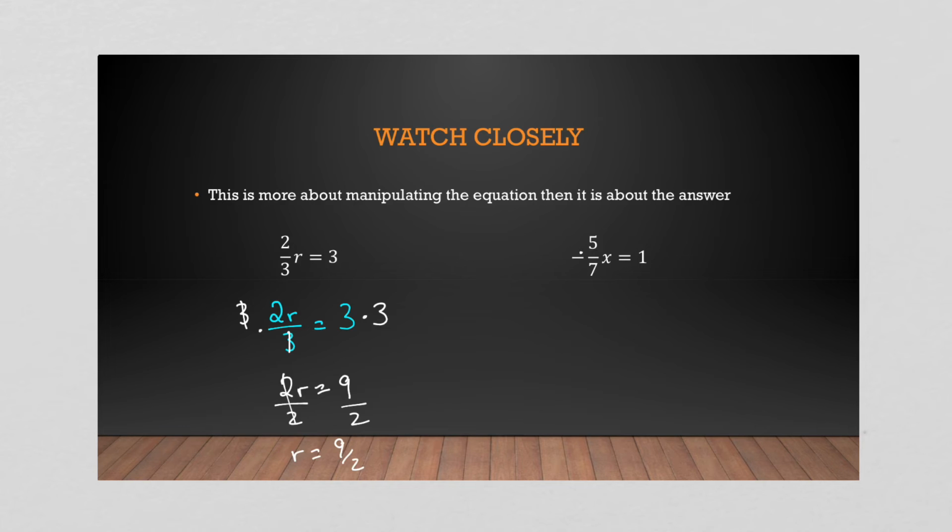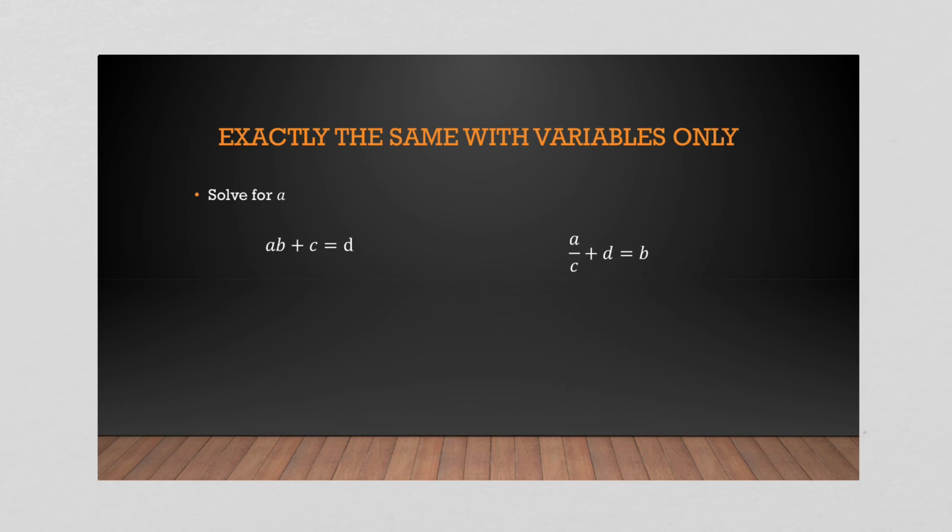Here I'm going to multiply by negative. So let's get rid of it now. I'm going to multiply by negative 7, multiply by negative 7. So the negatives cancel, the 7s cancel. 5x equals negative 7. And then I'm going to divide by 5, x equals negative 7 over 5. So be careful with your negatives. Watch out for those.